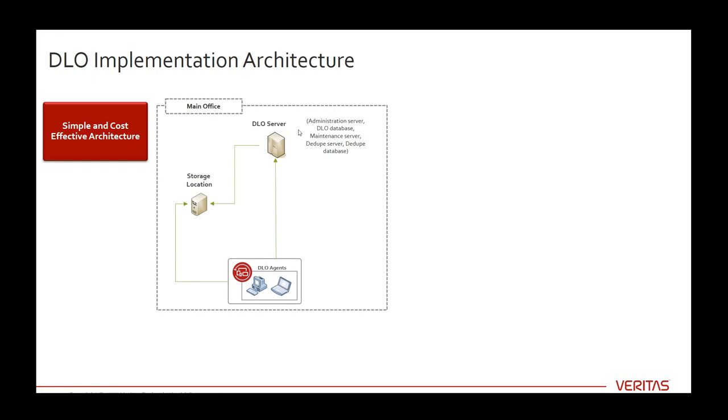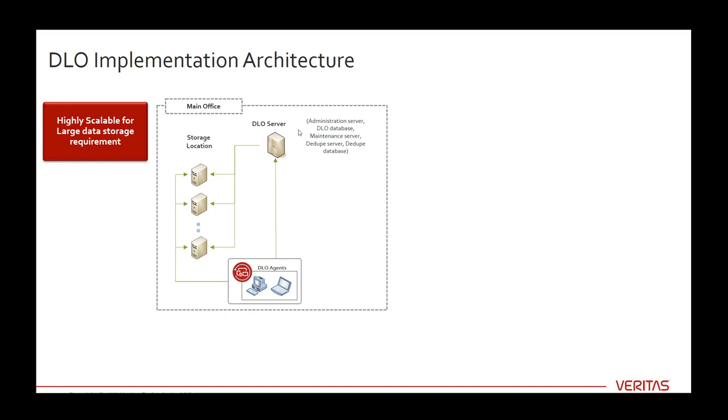And then DLO agents, these are desktops and laptops. So DLO server, then DLO storage, and then DLO agents. This is a simple and cost-effective architecture. If you want to have multiple storage locations, with only one DLO server and one set of DLO agents, desktops and laptops, but you want multiple storage locations, for specific data you want to use a specific storage, and for another data you want to use another storage, yes, you can use it. That is supported in the DLO server.